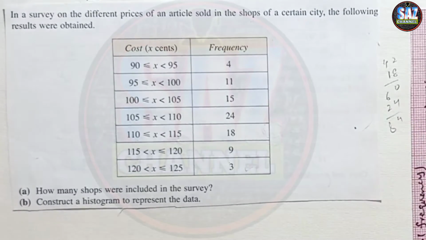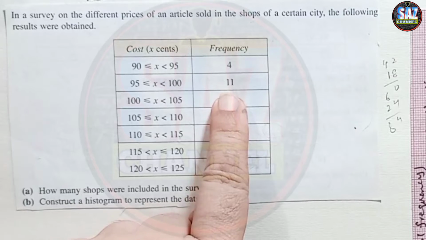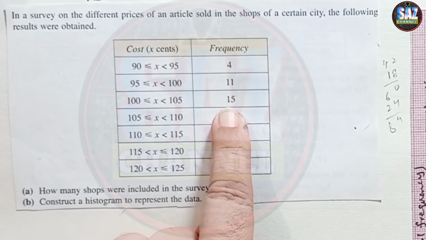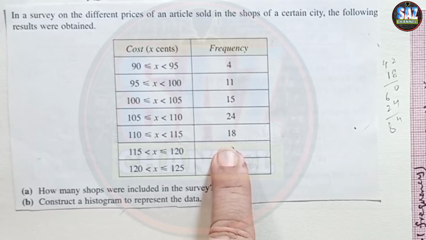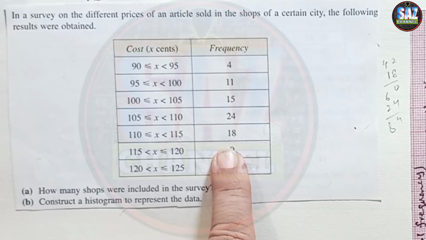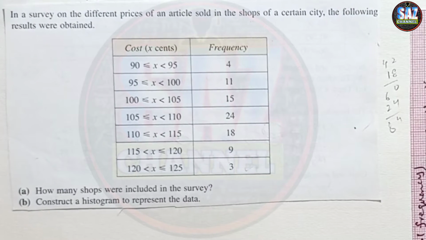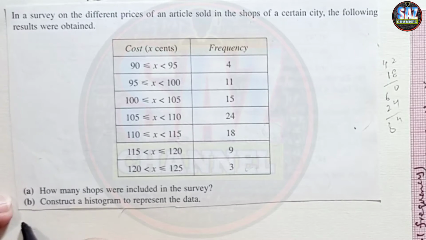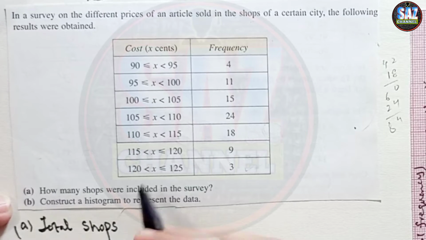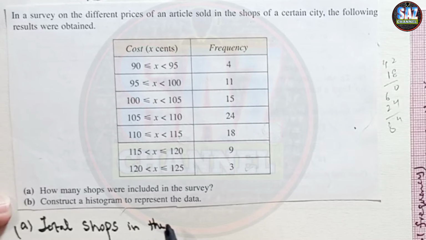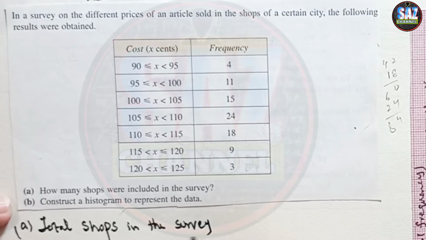And let me now confirm the calculation as well. 11 plus 4 is 15, plus 15, plus 24, 24 plus 18, 18 plus 12, that is 84. So the answer for part A is the total number of shops in the survey, which equals 84. Very easy question.